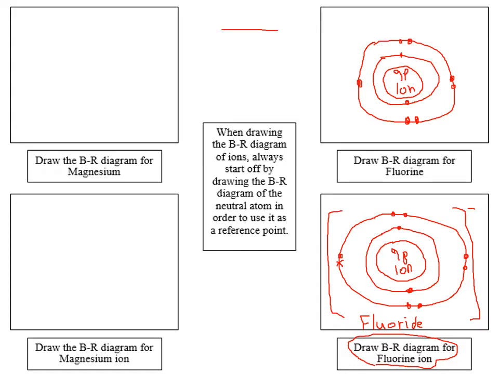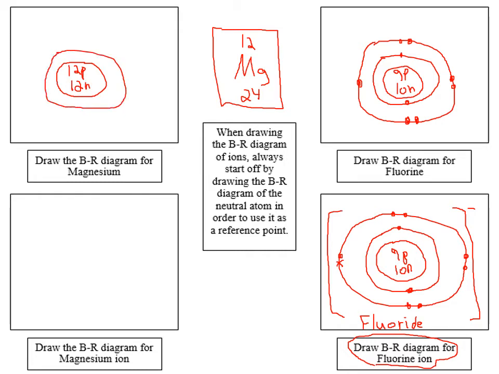So if you look in the periodic table, magnesium has a mass of 24, and an atomic number of 12, so that means it has 12 protons. So we'll draw our nucleus here. 12 protons, 12 neutrons, and it also has 12 electrons, assuming it's the neutral atom.